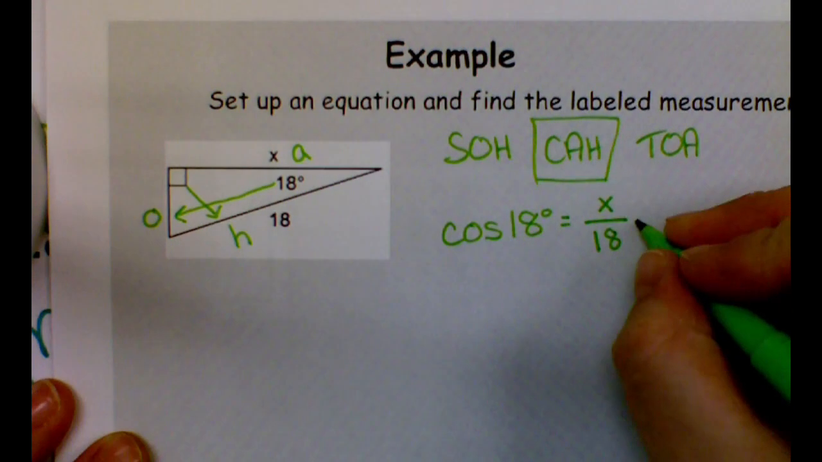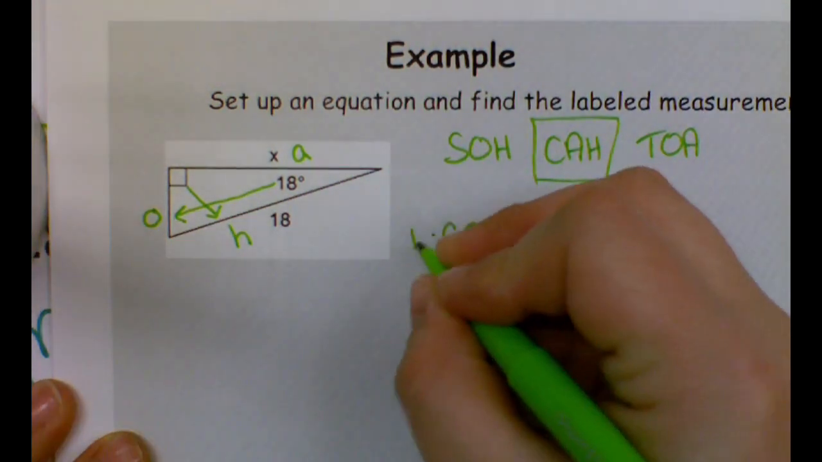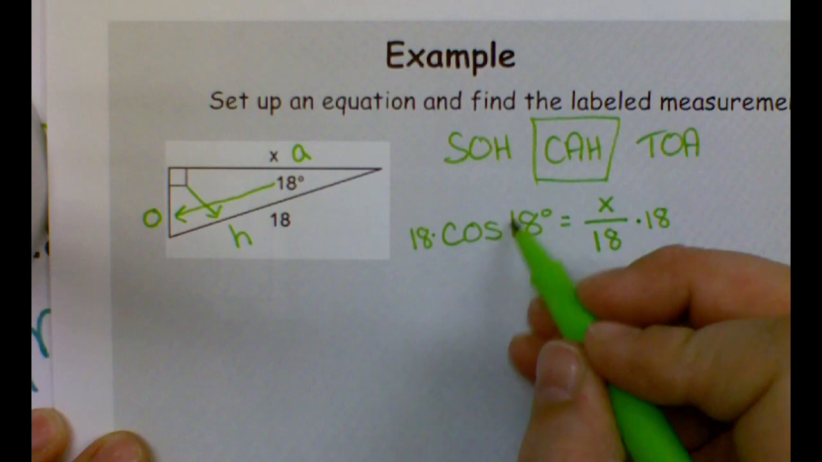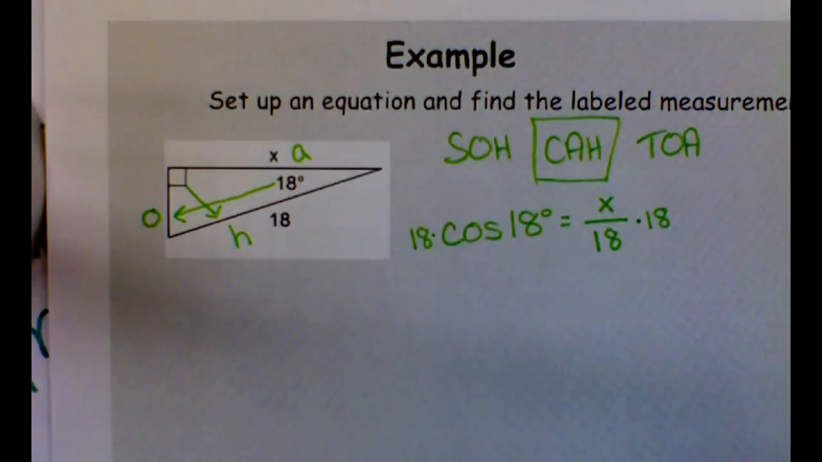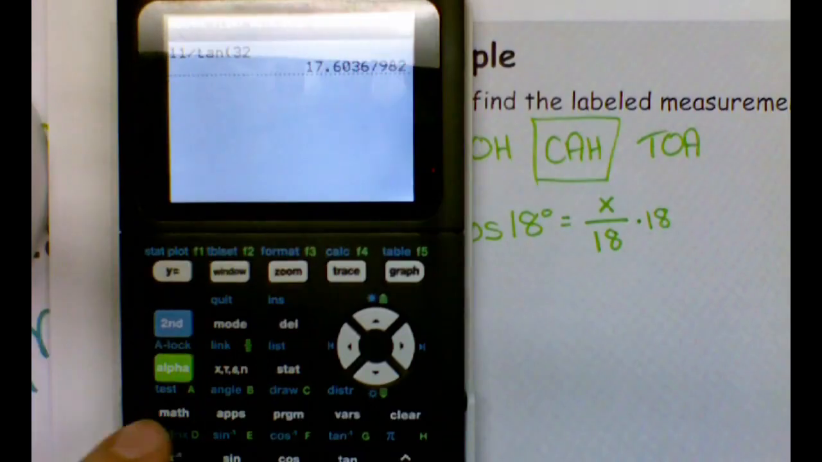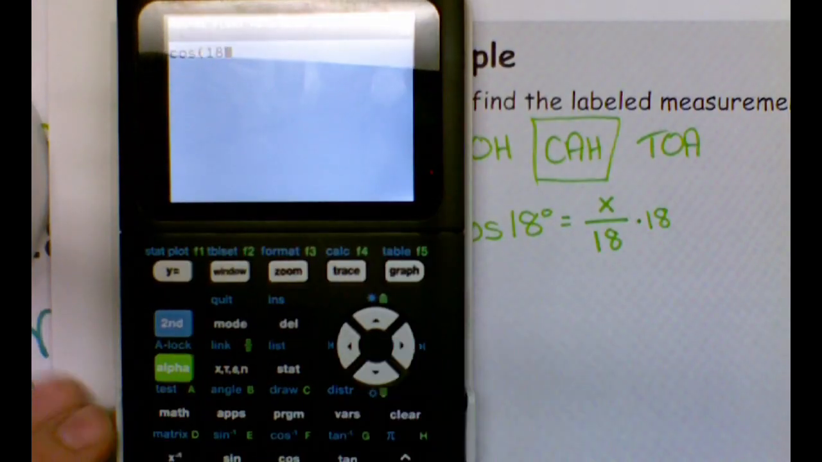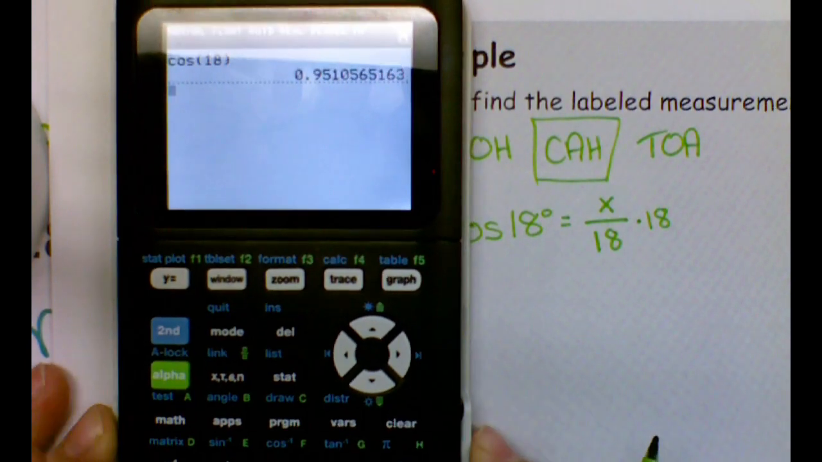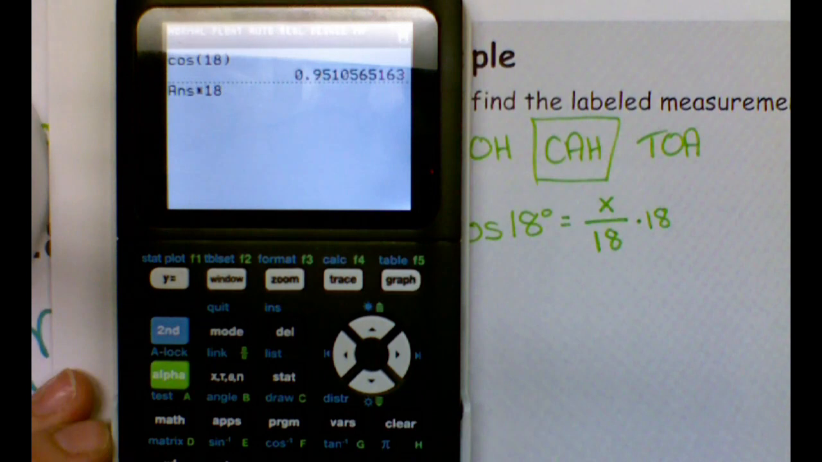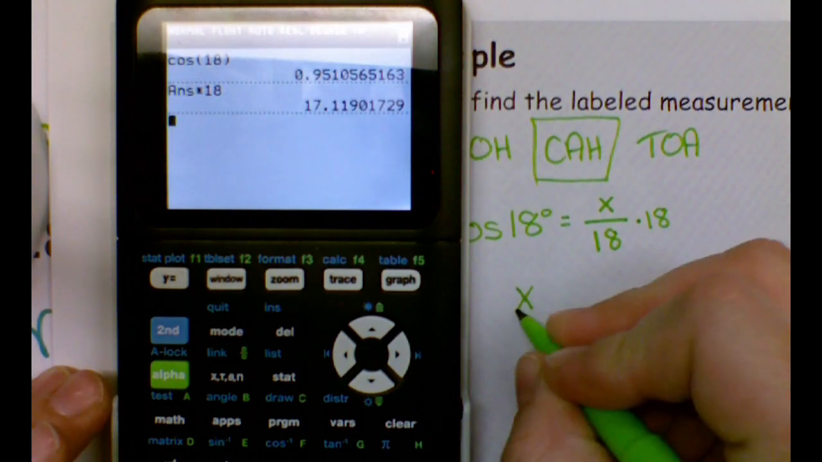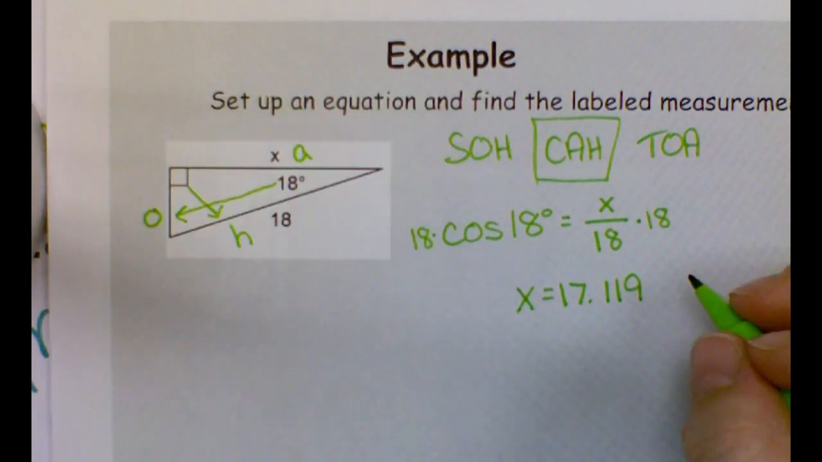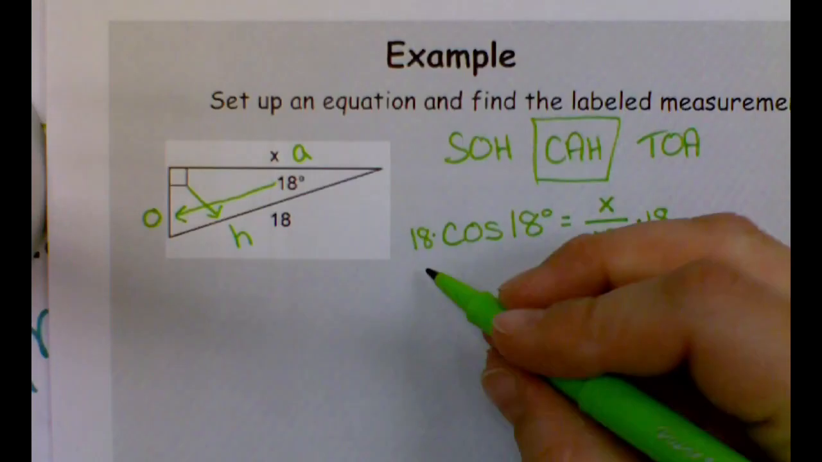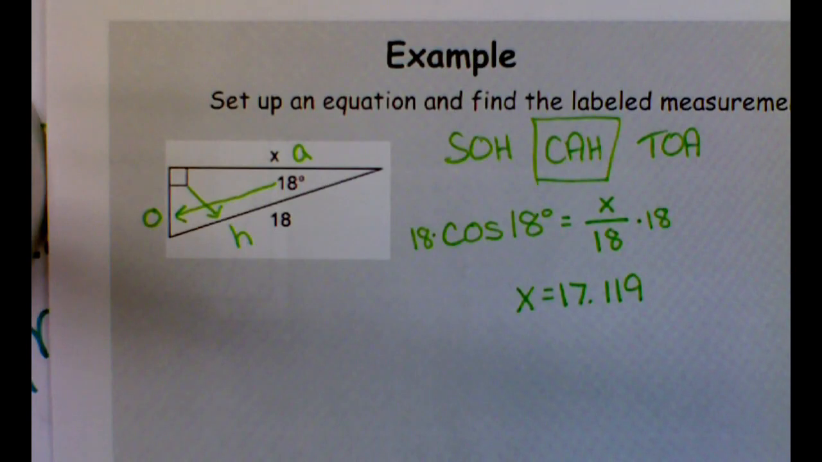To get the x alone, we just multiply the 18 over. Notice that the 18 does not combine with the angle in here. It's 18 times whatever the cosine of 18 is. If I took my calculator and just said cosine of 18, I get 0.9510 blah, blah, blah. Then I'm multiplying that by 18. So that's how I'm getting my answer. X equals 17.119. I've been typing it in up until now as just 18 times the cosine of 18, which absolutely works as well.